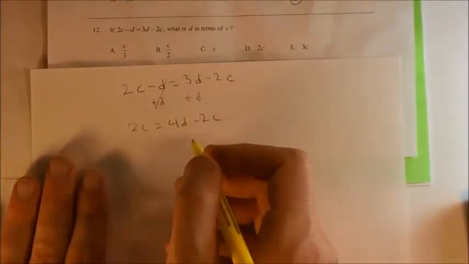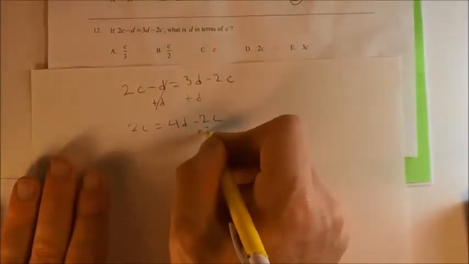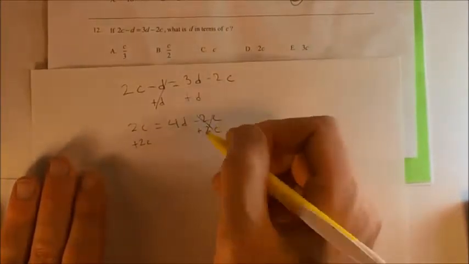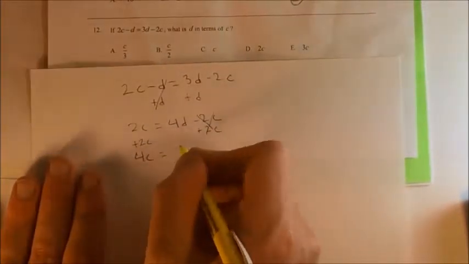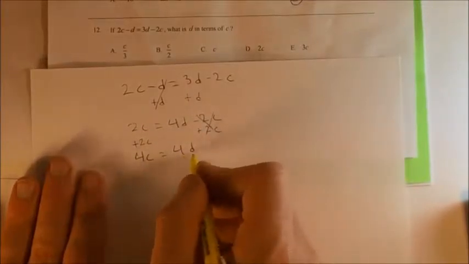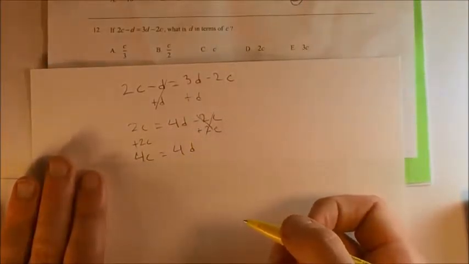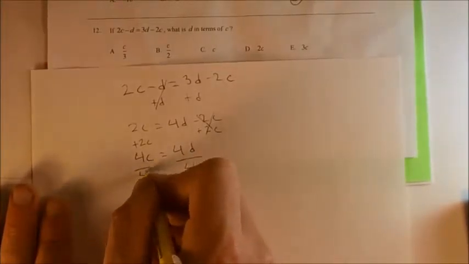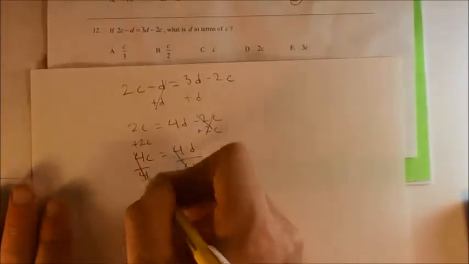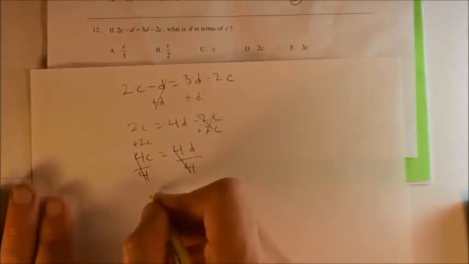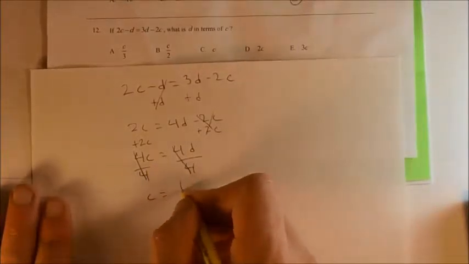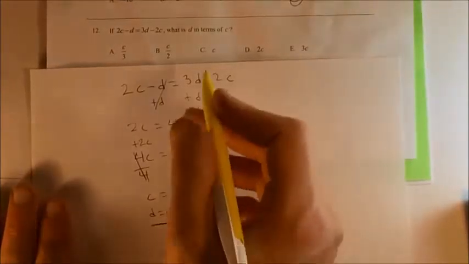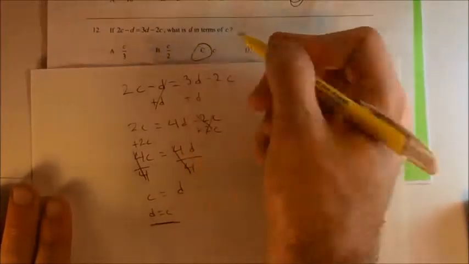So we want to get d on its own. Let's get rid of this minus 2c. Add 2c to both sides, those cancel out, and I get 4c equals 4d. Now get rid of that 4 in front of the d. 4 multiplied by d, the opposite of that is divide by 4. Divide both sides by 4, and those each cancel out. We get c is equal to d. So d is just equal to c. So d in terms of c, that's just c.